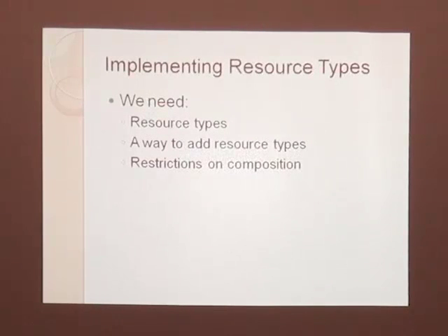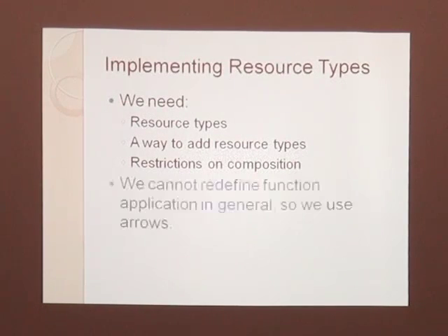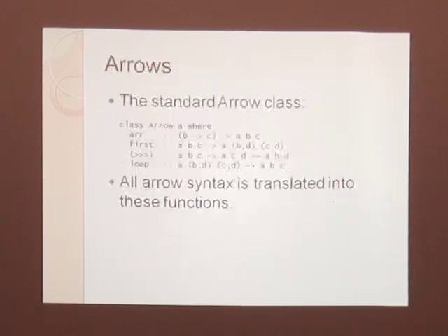Great. So to implement these resource types, first we need some sort of resource type. We need a way to use them, to put them in, and then we need to restrict composition. Restricting composition is not so easy, but we can do it with arrows because redefining function application is hard, but we can redefine the arrow class pretty easily. So let's look at the standard arrow class. These are the main functions that you use. There's some other ones, some extended arrow stuff, arrow choice, arrow init. But we're going to focus on these. And all of the arrow syntax is translated into these functions.